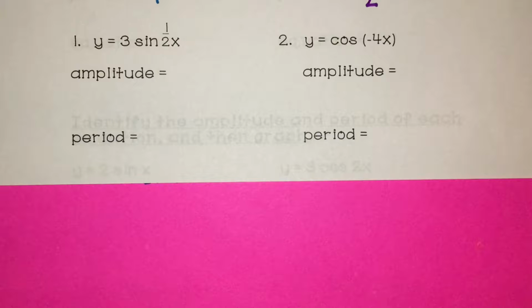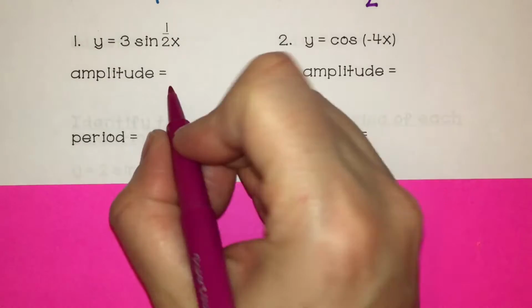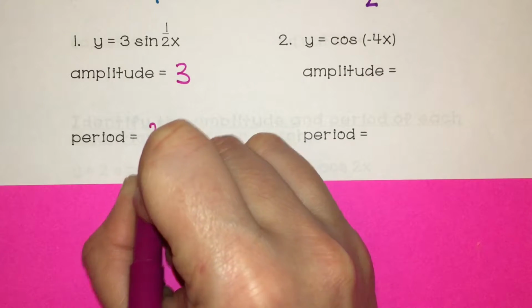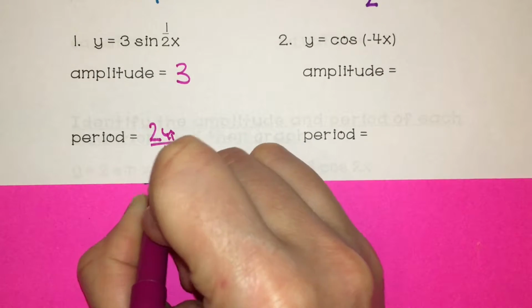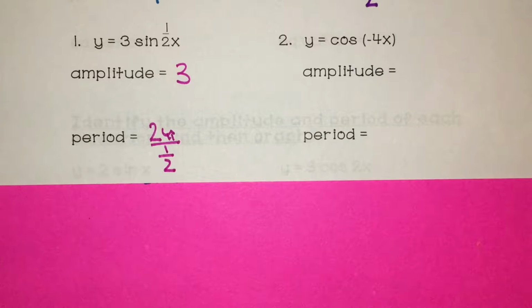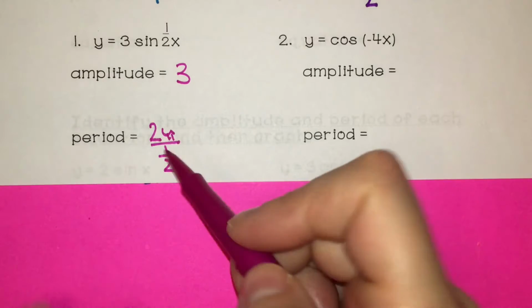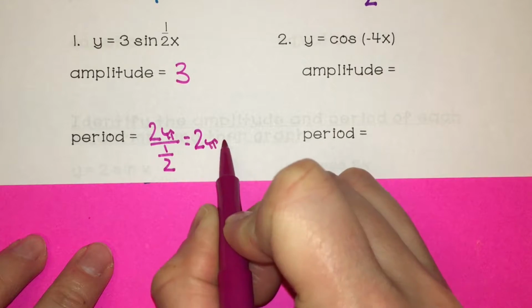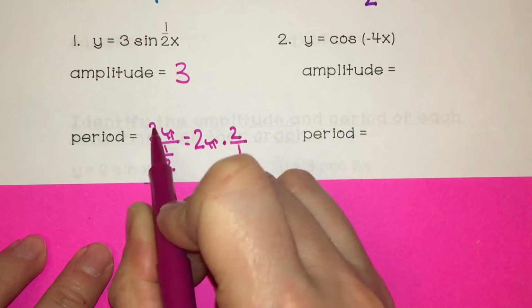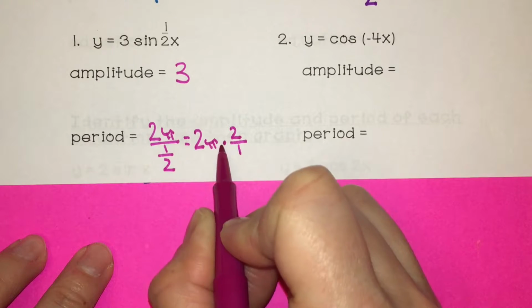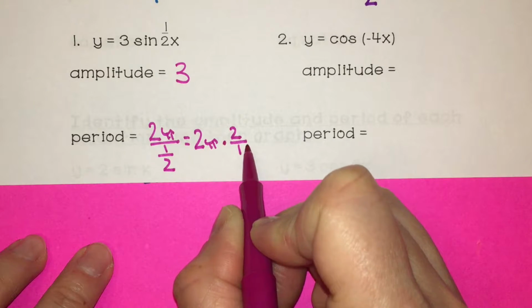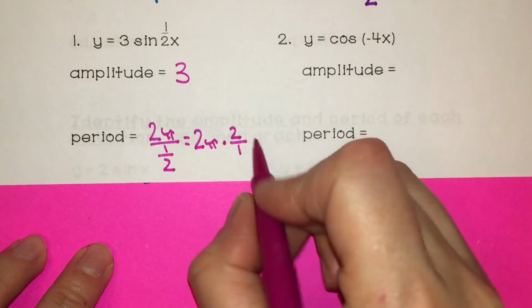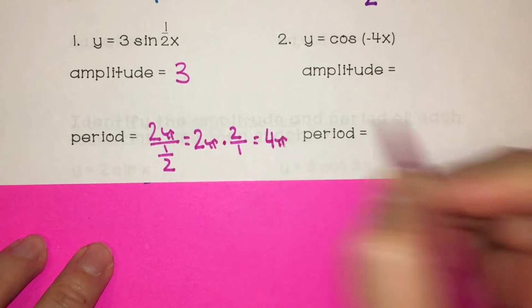All right, y equals 3 sine 1/2 x. So the amplitude is 3. The period is 2 pi over 1/2, but you cannot have a fraction in a fraction. So I always like to do keep it, change it, flip it. Keep your first term the same, change division to multiplication, flip your second one over. 2 pi times 2 over 1 is just 2, which is equal to 4 pi.